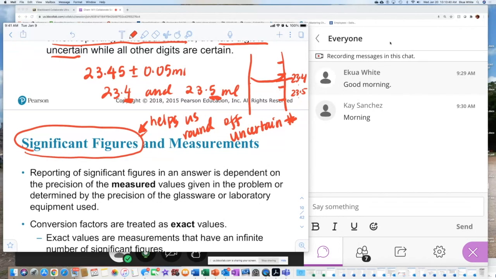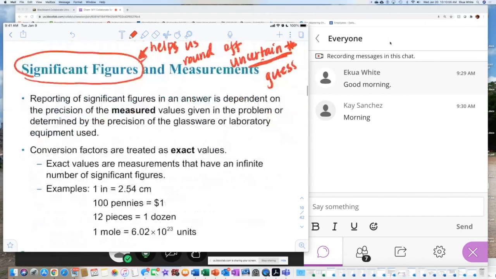Right. When you have to estimate, guess what the value is because it doesn't land on a number, they want to make sure in the end they round off the number that you had to guess, because guessing causes uncertainty. And when it does, we round it off using significant figures. Okay, we'll go ahead and move on.